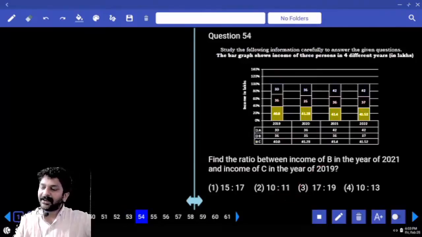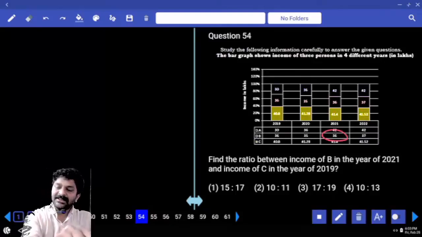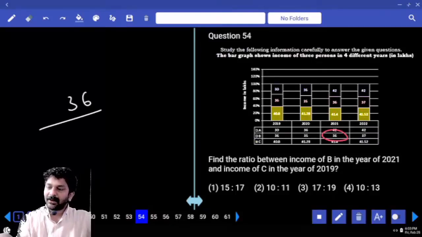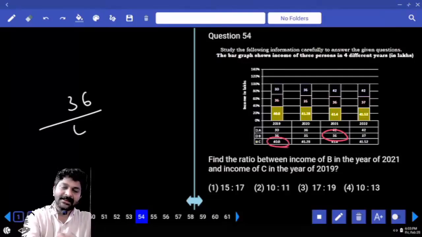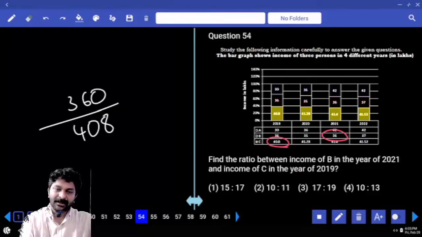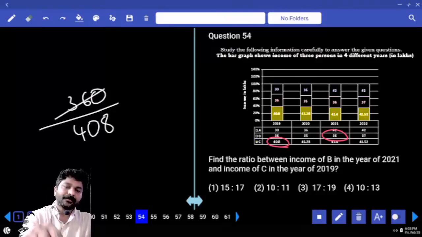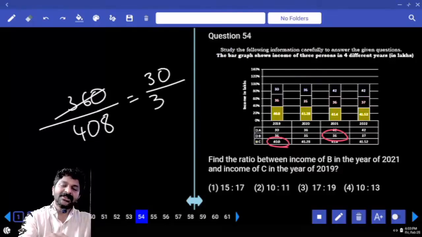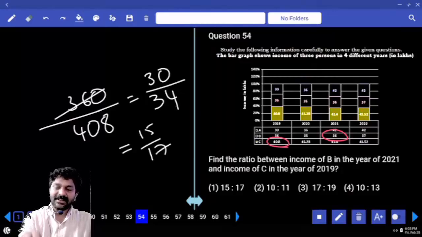Find the ratio between income of B in the year 2021, that is 36, and C in 2019, that is 40.8. So we can write the denominator as 408 and the numerator as 360. Now cancellation with 12: 30 times 12, 3 times 36, and then again 4 times. So 15 by 17 in simplified form. First option.